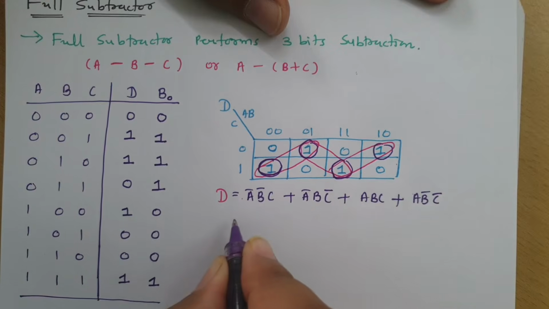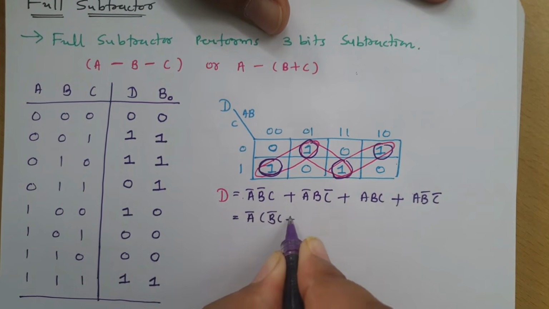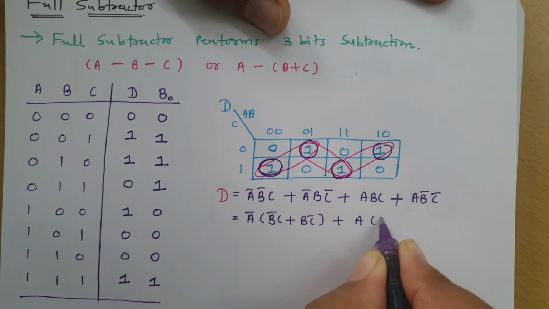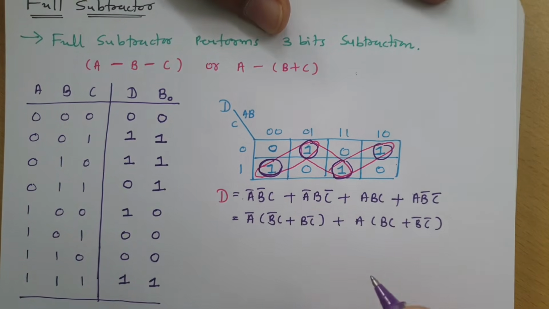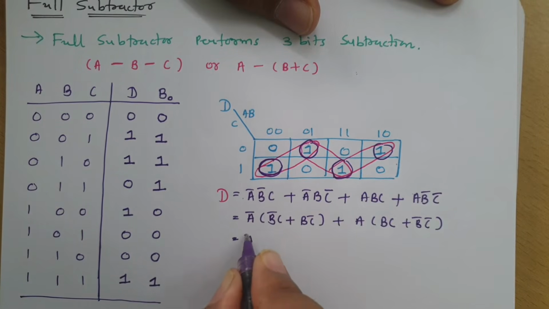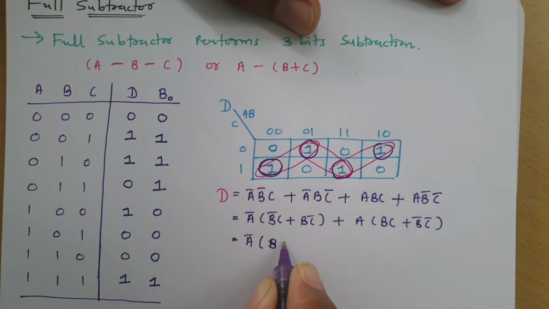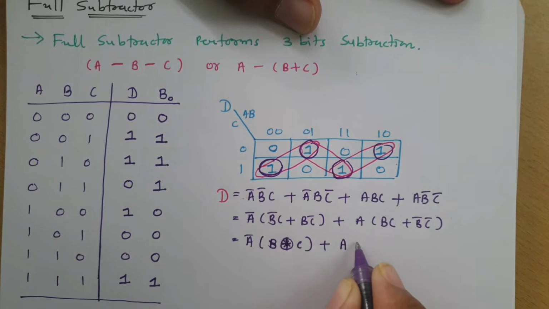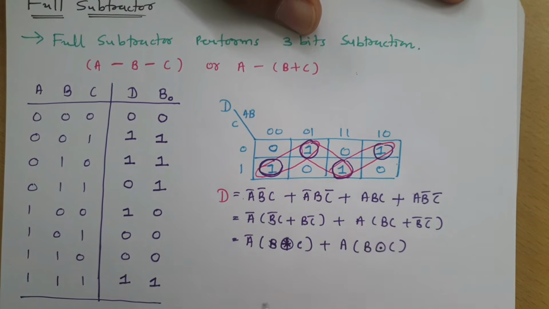If you take A bar common from these two, this is A bar, so this will be B bar C plus B C bar, plus if you take A common, this is B C plus B bar C bar. So we can say this is A bar into B XOR C, plus A into B XNOR C.